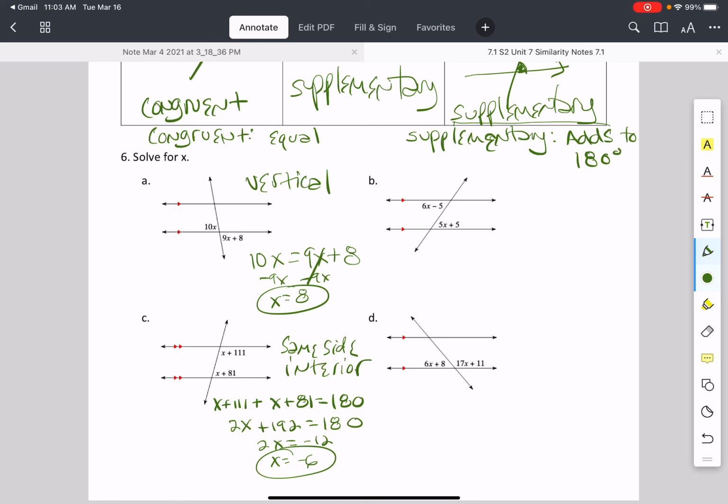Okay? I want you to try B and D, and then we'll be done. So decide what angle pair it is. Then decide if it's supplementary or congruent, and then find x. Okay? B and D.